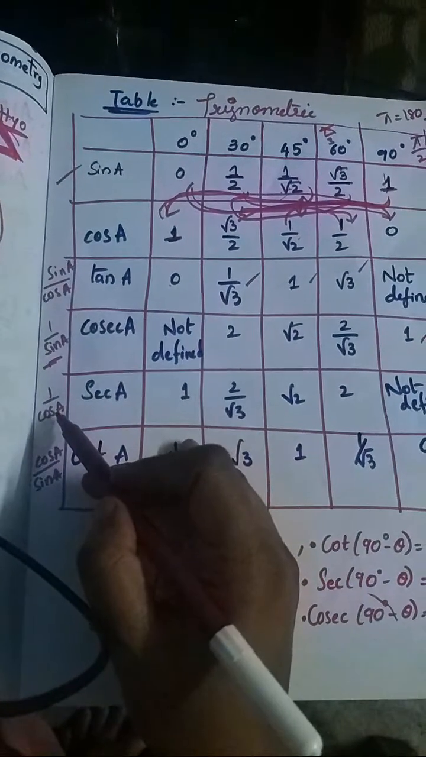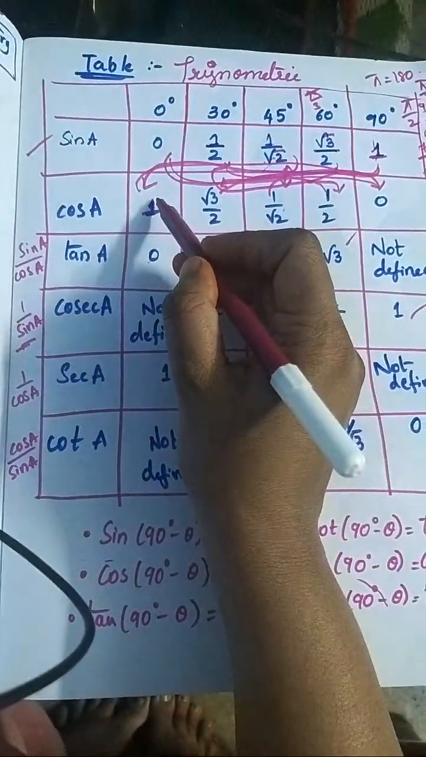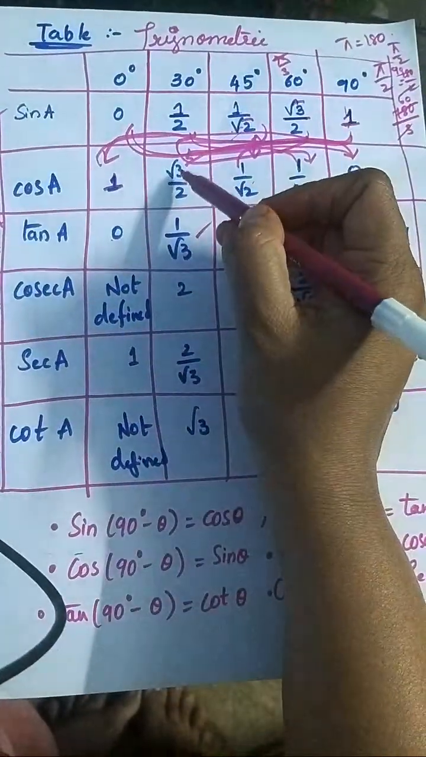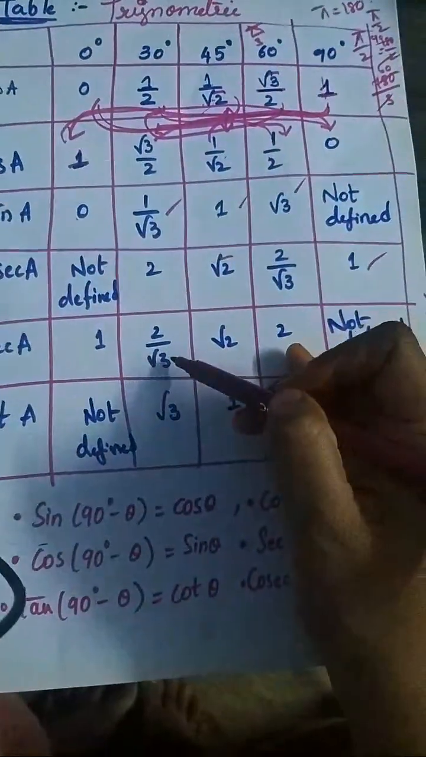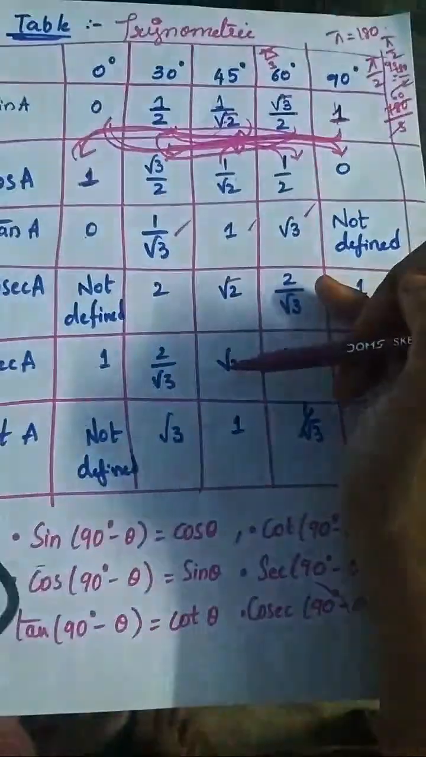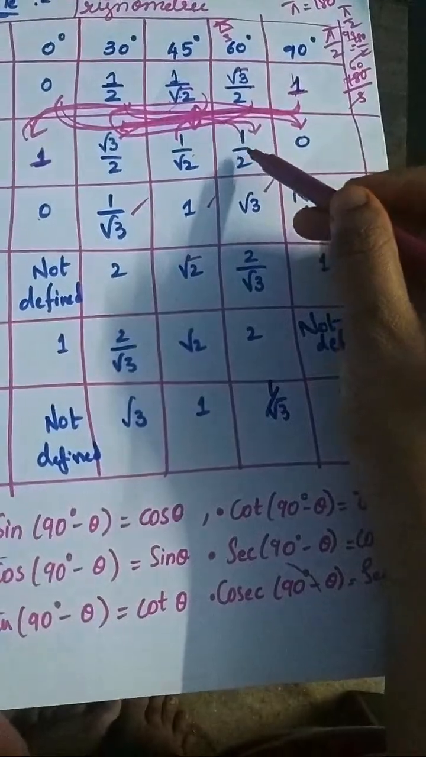Sec means 1 by cos A. That is, see here, 1 by 1, 1. 1 by root 3 by 2, 2 by root 3. 1 by 1 by root 2, root 2. 1 by 1 by 2, 2. 1 by 0, not defined.